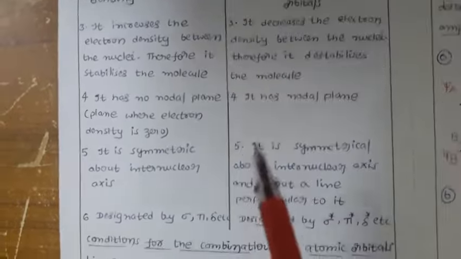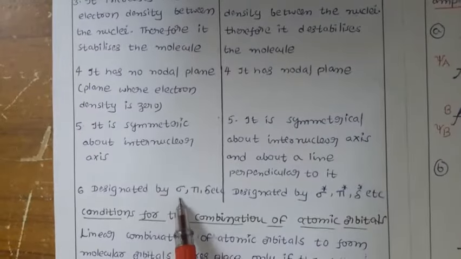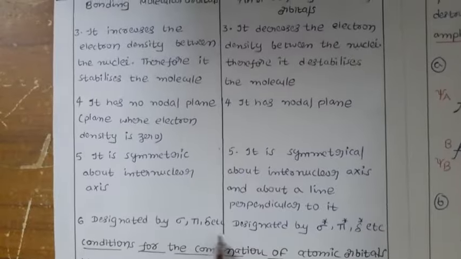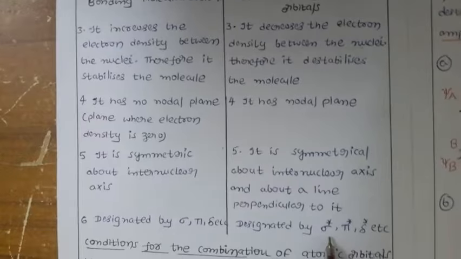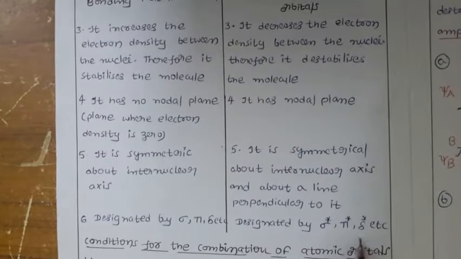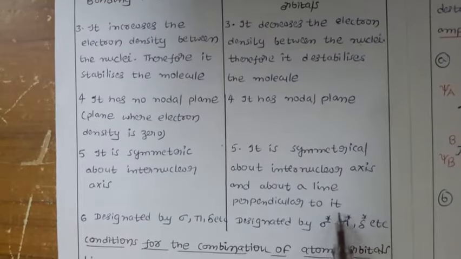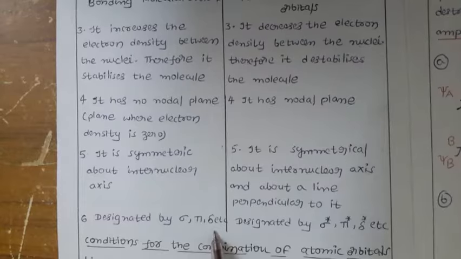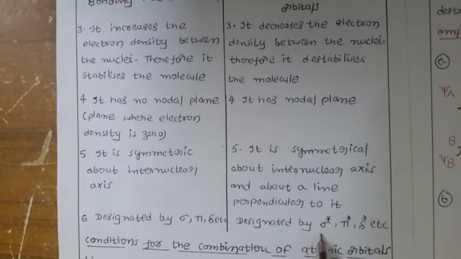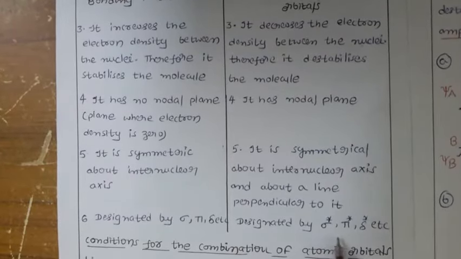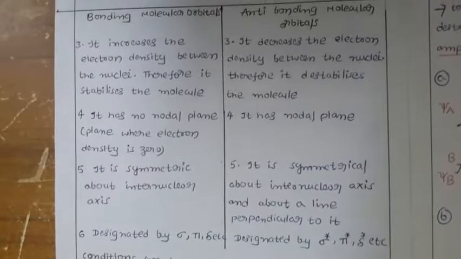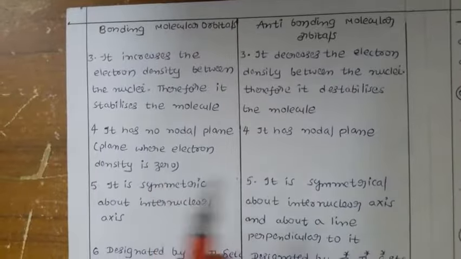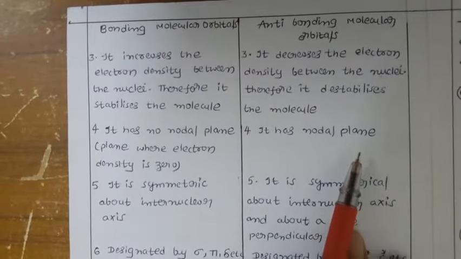Now, the designation is important. We have the words sigma, pi, delta, etc. in case of bonding molecular orbitals. Now come to antibonding, what happened here? We have sigma star, pi star, delta star. So antibonding we show with the word star. Sigma, pi, delta in case of bonding, and sigma star, pi star and delta star for antibonding. So these are the differences between the bonding molecular orbitals and antibonding molecular orbitals.